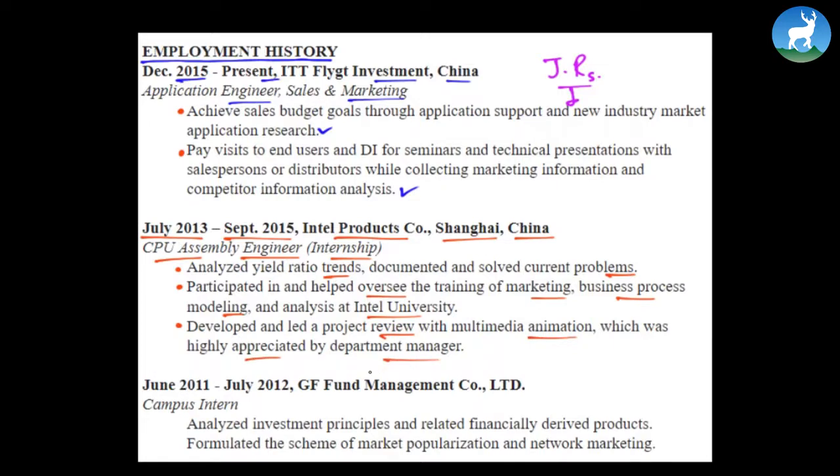So he seems to have a nice employment history. And before that, he also worked as a campus intern. And where was that? That was from June 2011 to June 2012 at GF Fund Management Company Limited. So his job responsibility was to analyze the investment principles and related financially derived products. Another job responsibility was formulated the scheme of market popularization and network marketing.